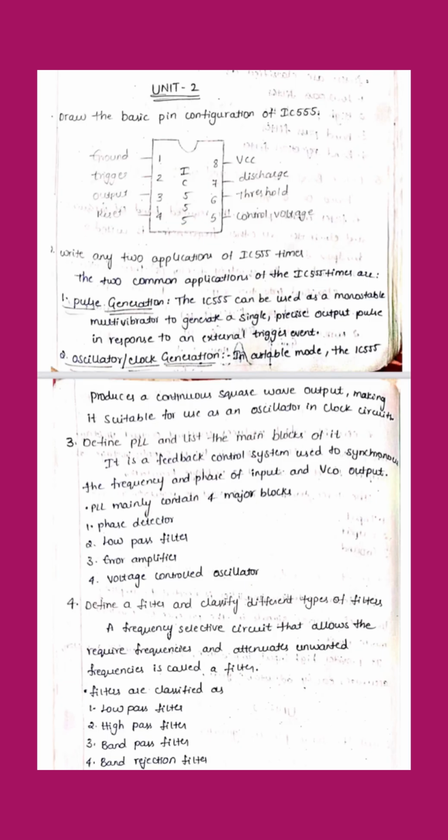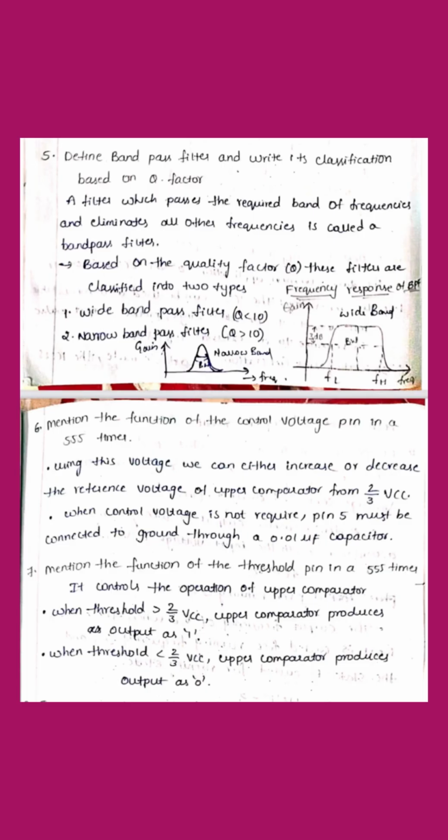Next, question number 5. Define band pass filter and write its classification based on Q factor, quality factor. A filter which passes the required band of frequencies and eliminates all frequencies outside the band is called a band pass filter. Based on the quality factor Q, these filters are classified into two types. One, wide band pass filter, that is when quality factor is less than 10, and two, narrow band pass filter, when Q is greater than 10. You can see the frequency response plots and you can draw these.